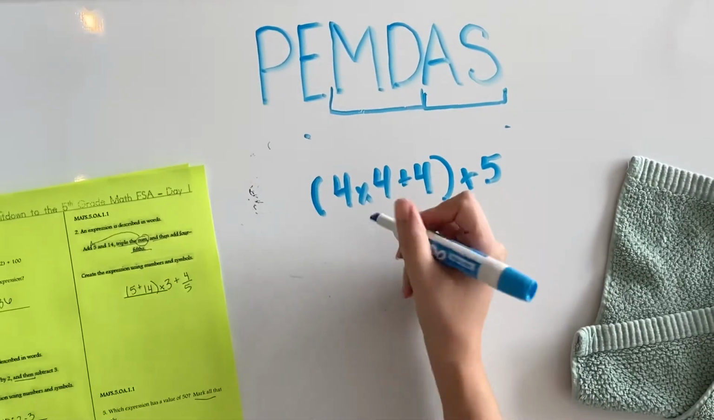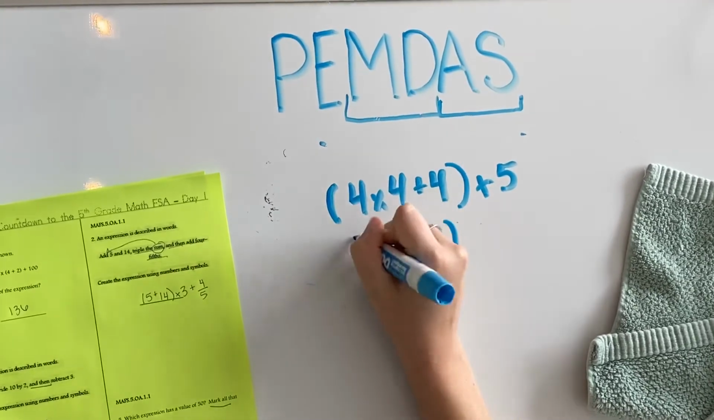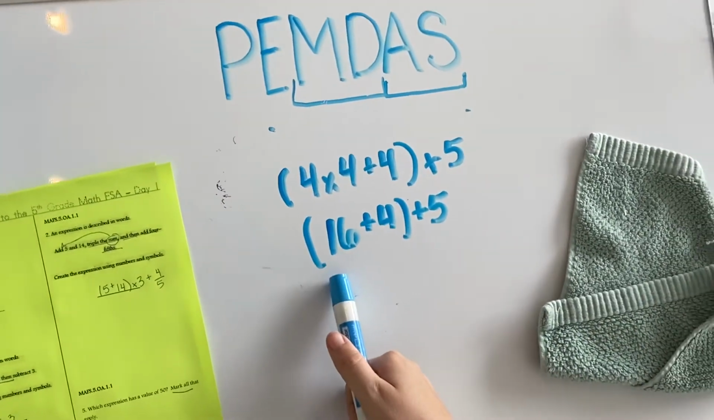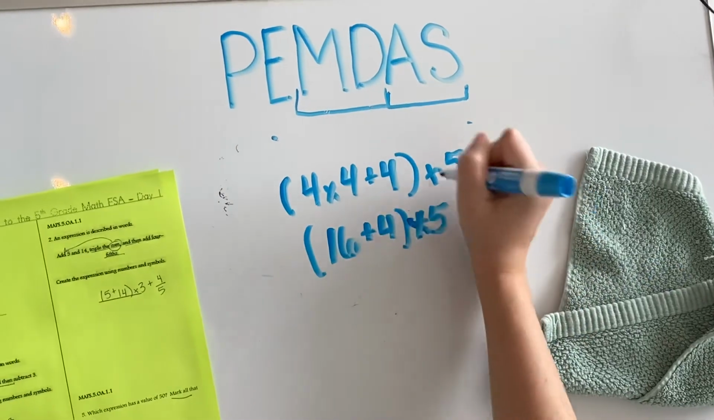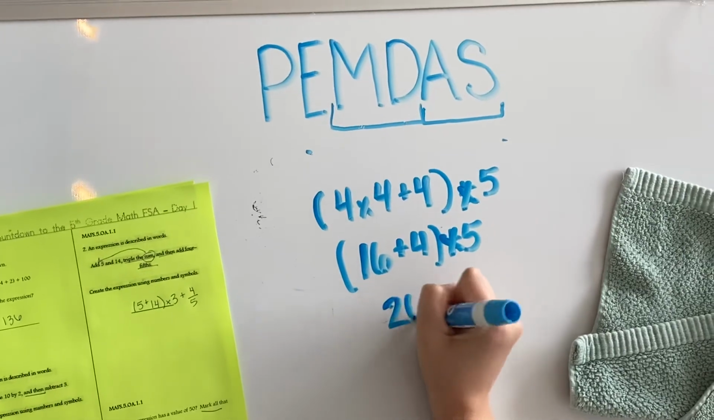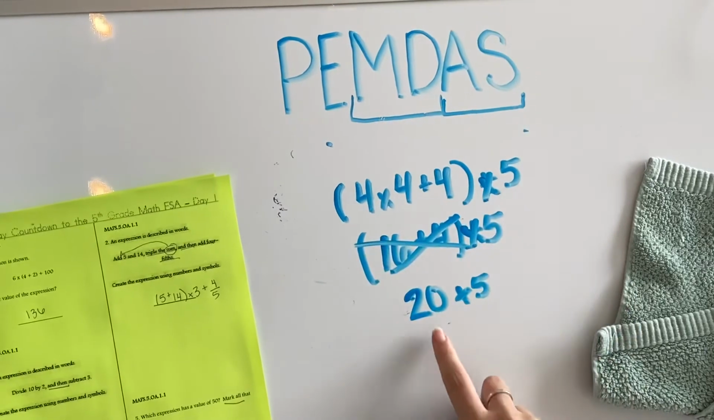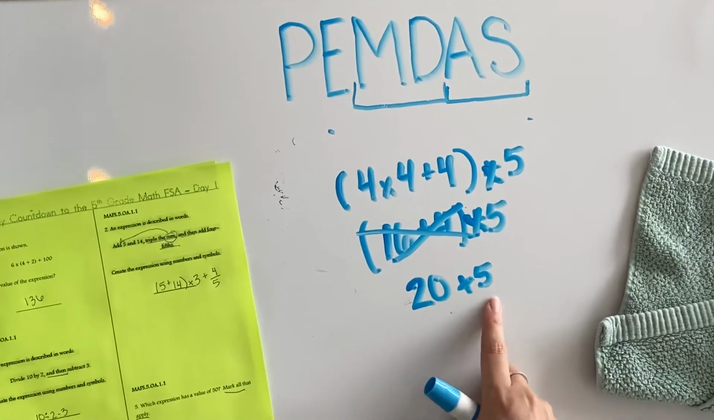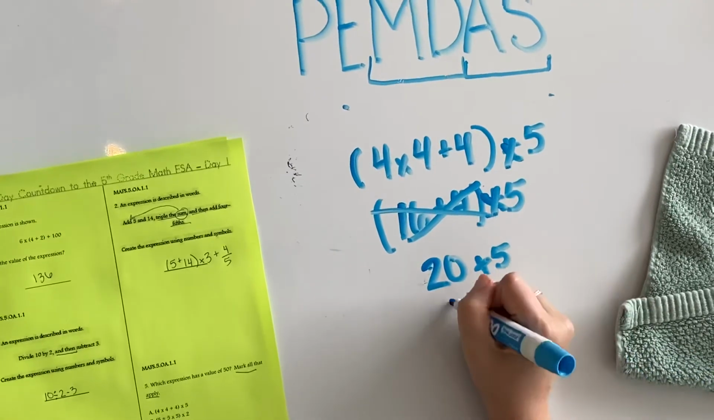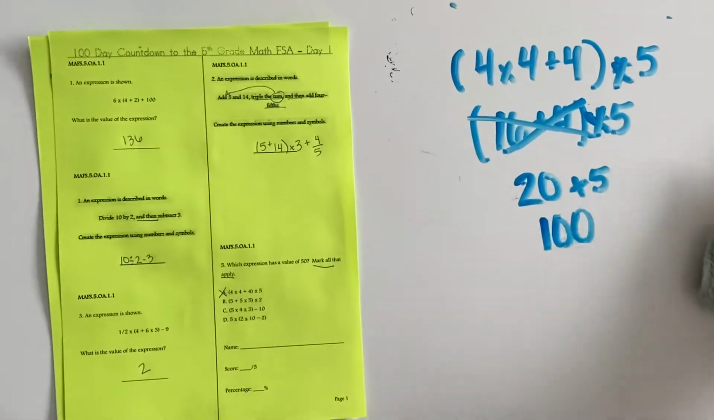So 4 times 4 is 16. I still have to bring down everything else. I'm not done with those parentheses. Plus 4, sorry, times 5. I can't read my own handwriting. 16 plus 4, I know is 20. And then all I have left over is times 5. I'm done with that. 20 times 5 is 100. So I know A is not the correct answer. I had a little brain fart there.